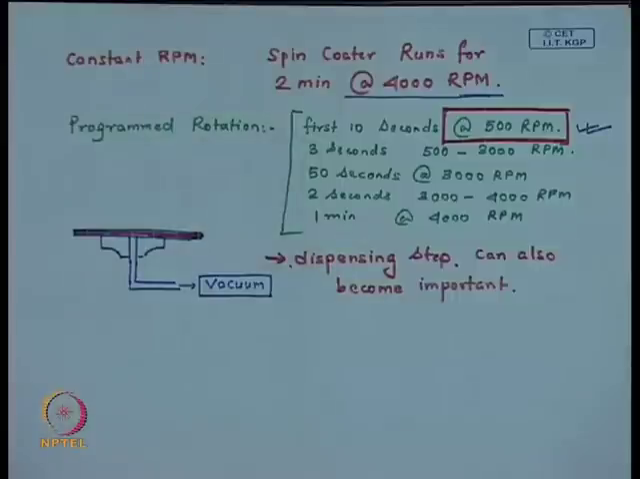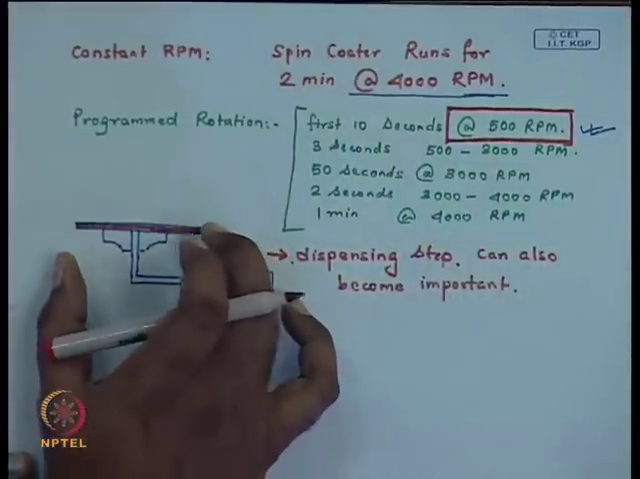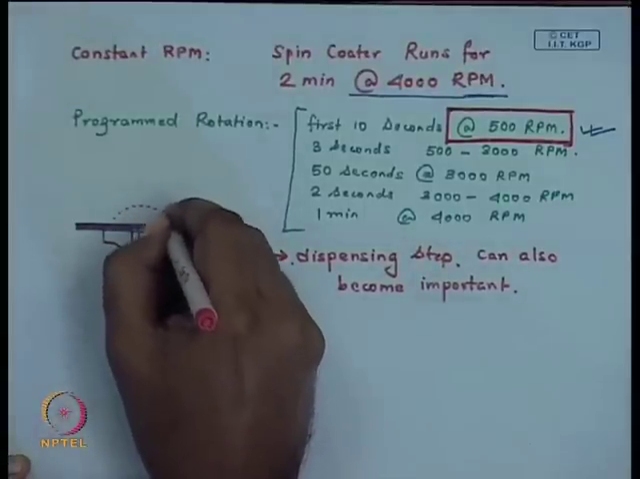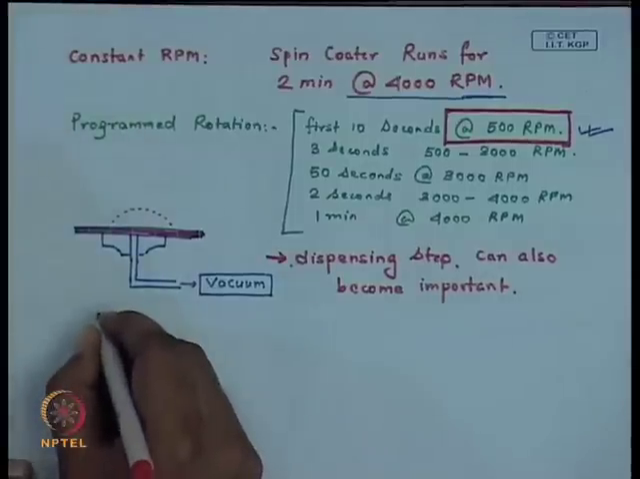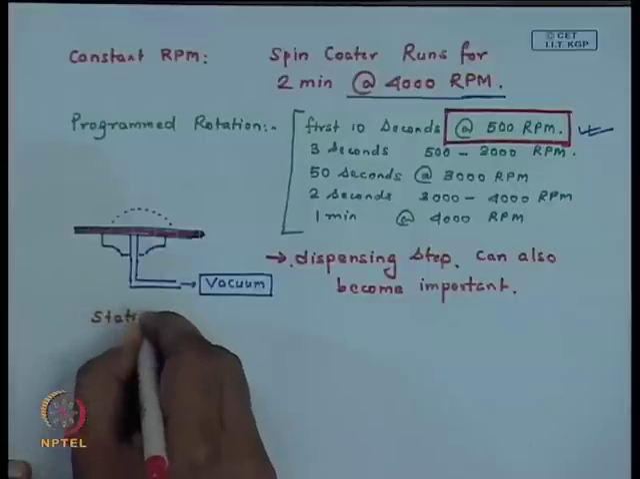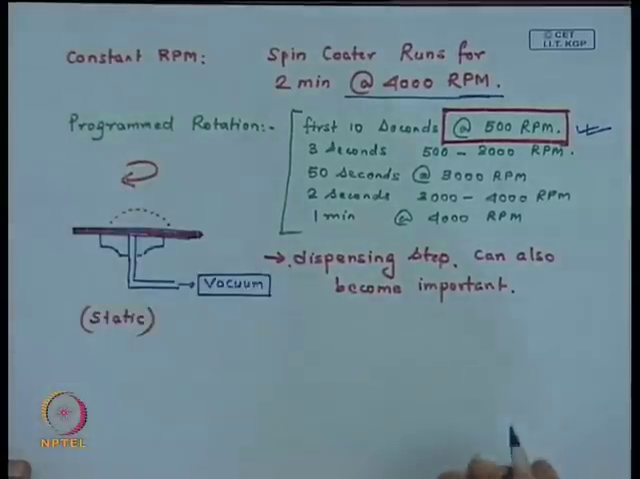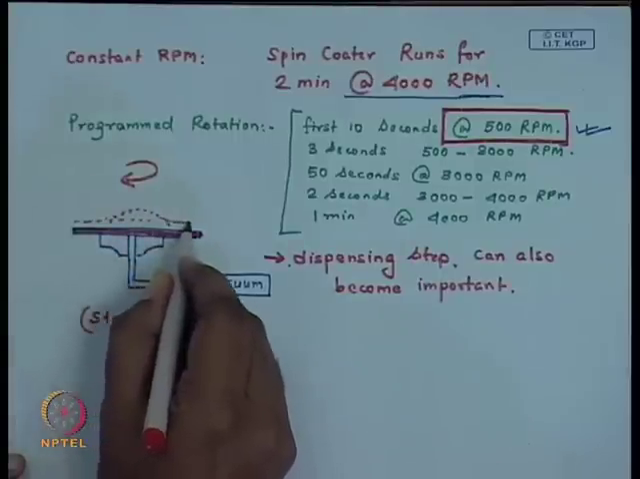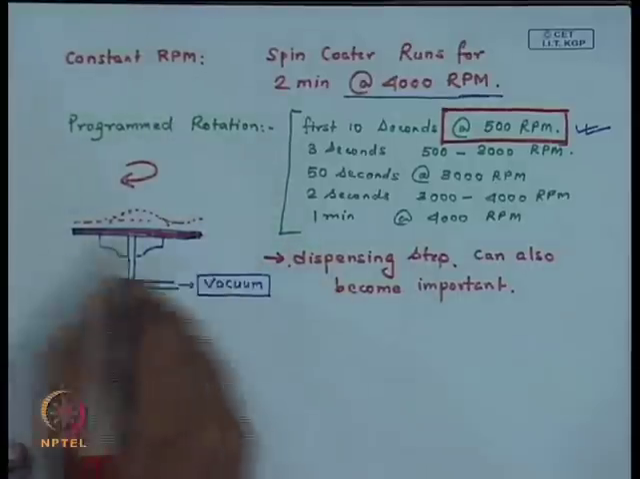What are the possible dispensing mechanisms you can adopt? You can place the substrate on the chuck, turn on the vacuum, dispense the drop here. So, here you are dispensing on a static substrate, and then turn on the rotation. As you turn on the rotation, this drop will eventually flatten out, this meniscus will travel to the edge, there will be splashing and it will flatten out.